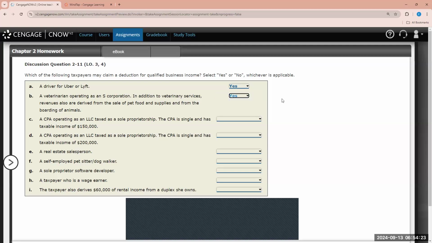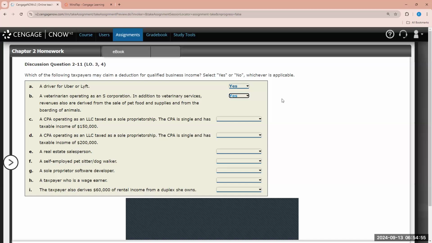So an individual owner of an S corporation is considered eligible. Just keep in mind there are some nuances behind the type of business that the person has. We have what's called a specified service trade or business. So there are some nuances as far as if the taxable income exceeds thresholds and things of that nature. But yes, a veterinarian operating as an S corporation is allowed to claim a deduction for QBI.